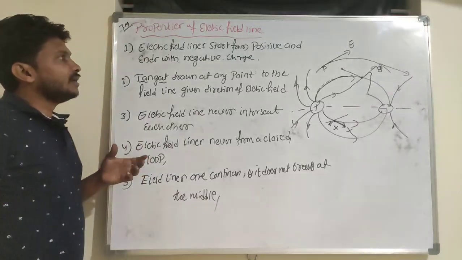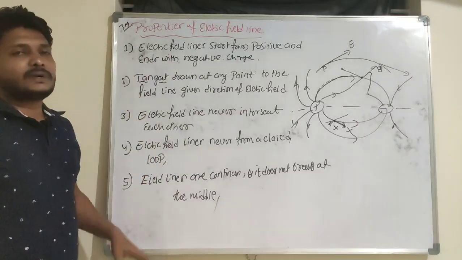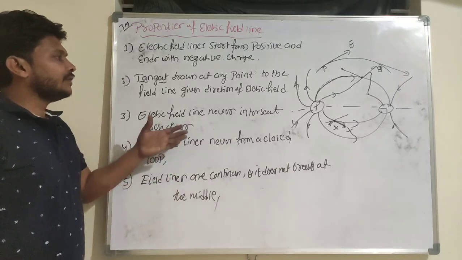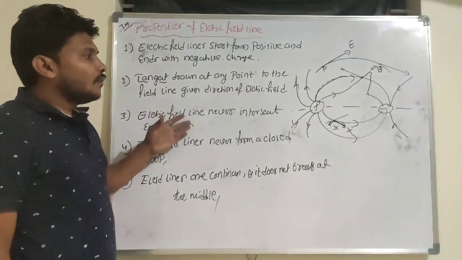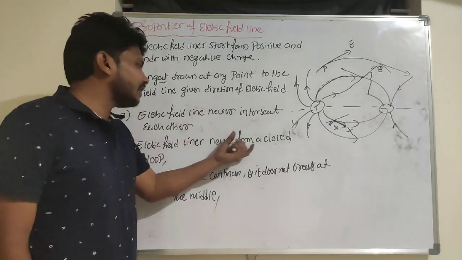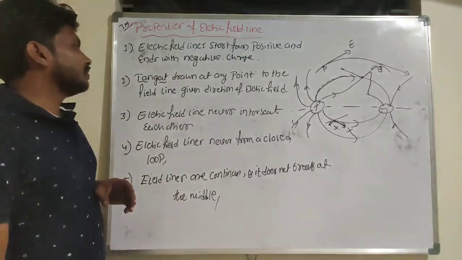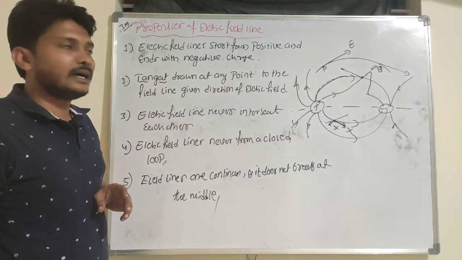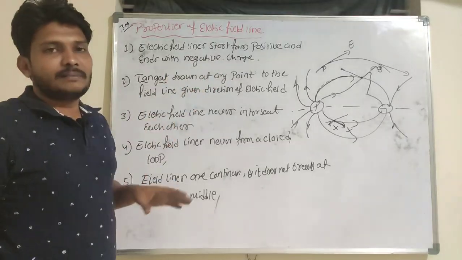Most of the time they will ask a question like: write the properties of electric field lines for 3 marks. If they ask for 1 mark, it would be why electric field lines never intersect or why they never form a closed loop. Such questions may be asked in a theory examination.